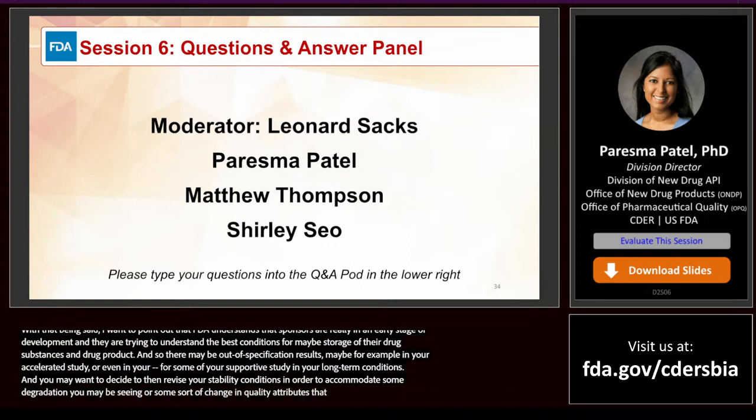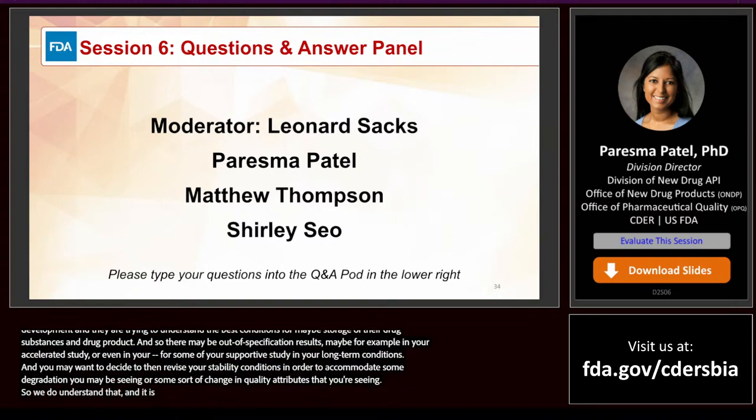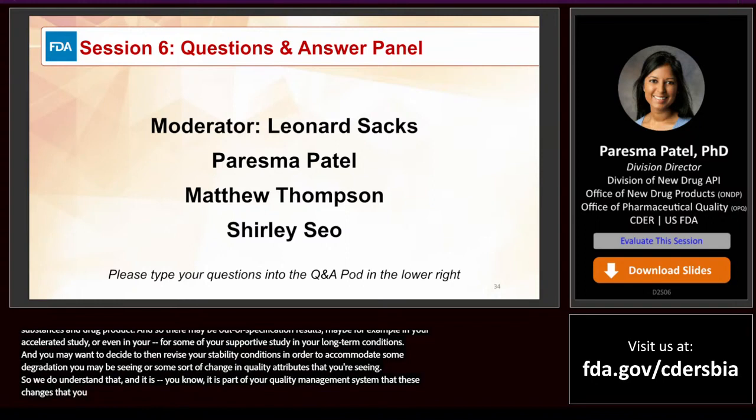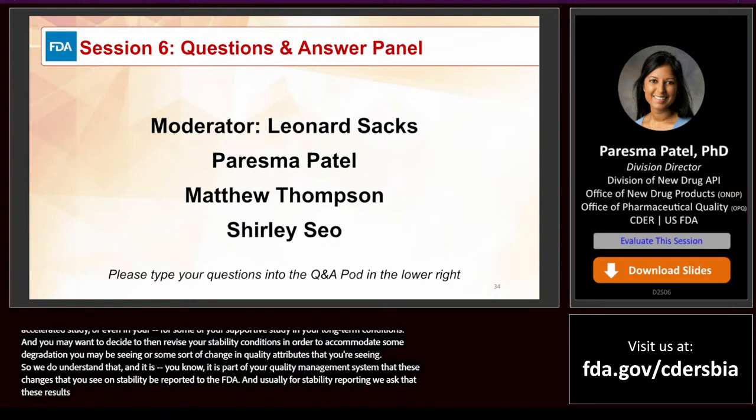So we do understand that, and it is part of your quality management system that these changes that you see on stability be reported to the FDA. And usually for stability reporting, we ask that these results be updated in your IND concurrent as your clinical study is being run and as additional data becomes available.